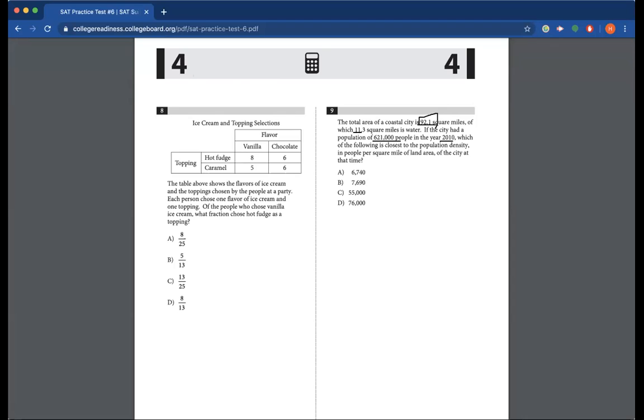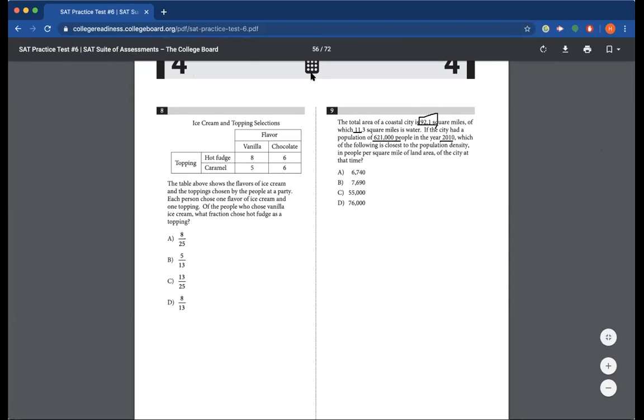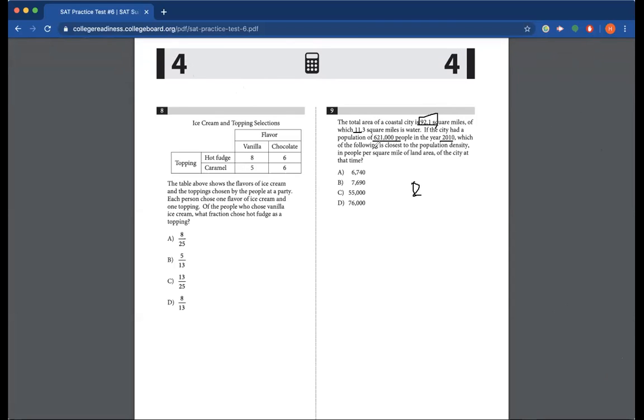Okay, we got 92.1 minus 11.3. That's 80.8. So there we get 80.8, and we have to divide 621K.